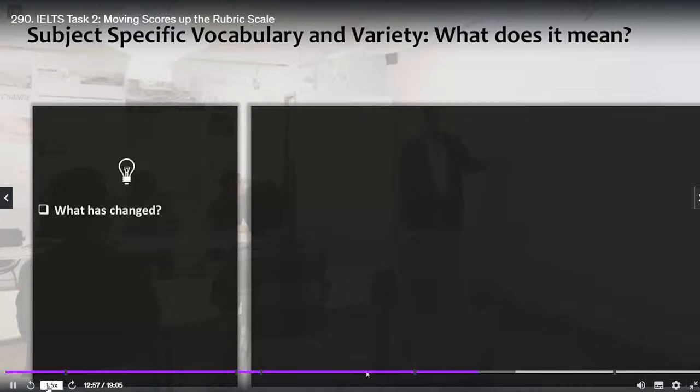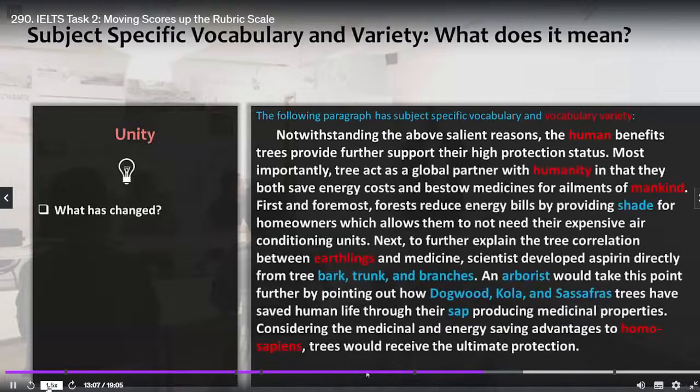So when we say subject-specific vocabulary and a variety of vocabulary, what does that mean? We could look at the following paragraph and have a really good idea. When you look at this paragraph, the words in red are showing variety or range. Human, shifting the form, humanity, mankind, earthlings. And then this paragraph is talking about human benefits from trees. And then look at all of the specific subject vocabulary about trees: shade, bark, trunk, branches, arborists, types of trees, sap. That's all considered subject-specific vocabulary.